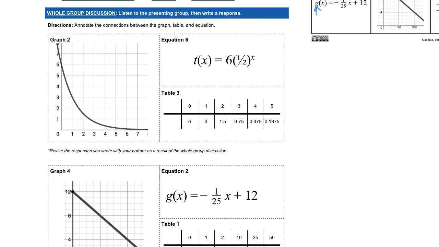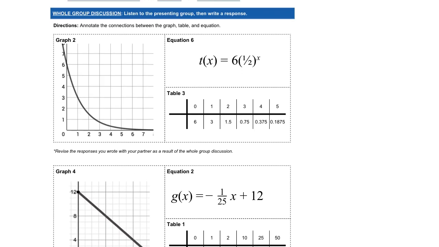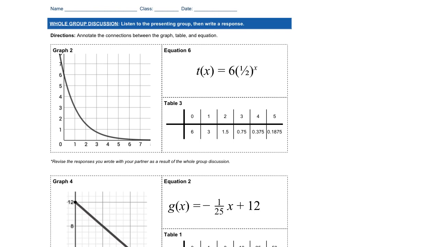Last but not least here, let's look at these whole group discussion questions. What I want you to do is we're going to connect what we think happens with each part of our equation and the table and the graph. So the first thing we're going to look at is something we talked about yesterday in this top problem. We've got the 6 here. Remember I told you whatever number is outside of the parentheses is your y-intercept.